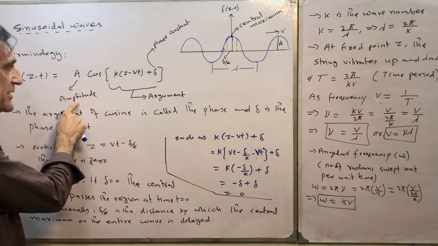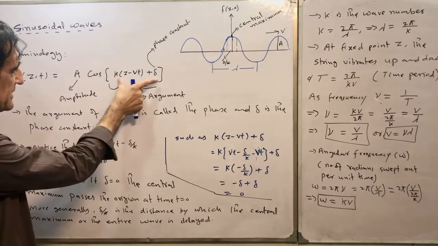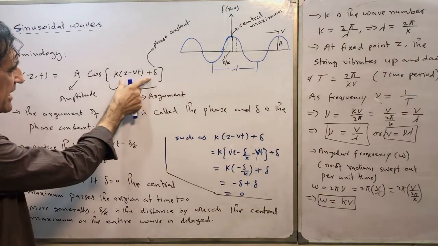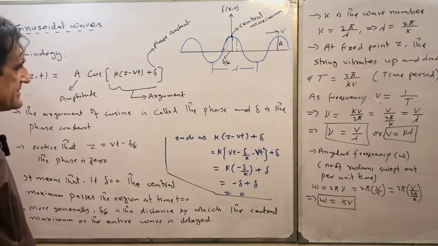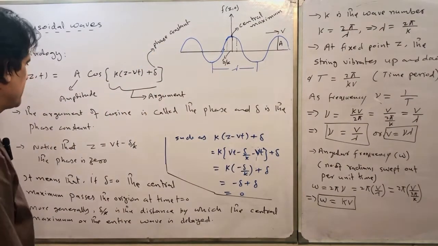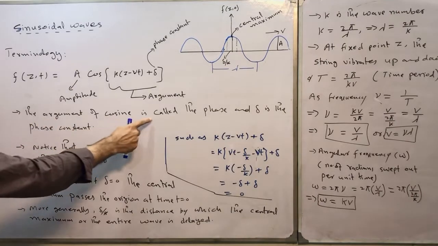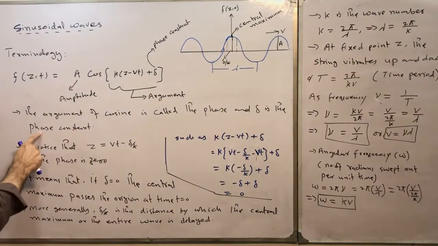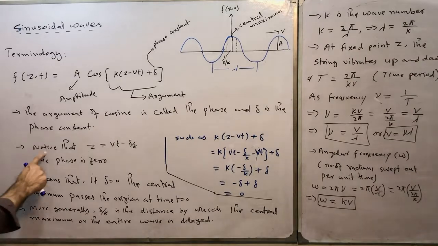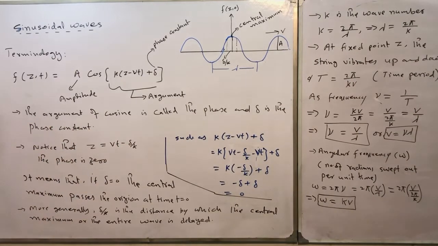Now, A is the amplitude of this wave, and this argument of the cosine is known as the phase. Delta is known as the phase constant. Notice that z is equal to vt minus delta divided by k.